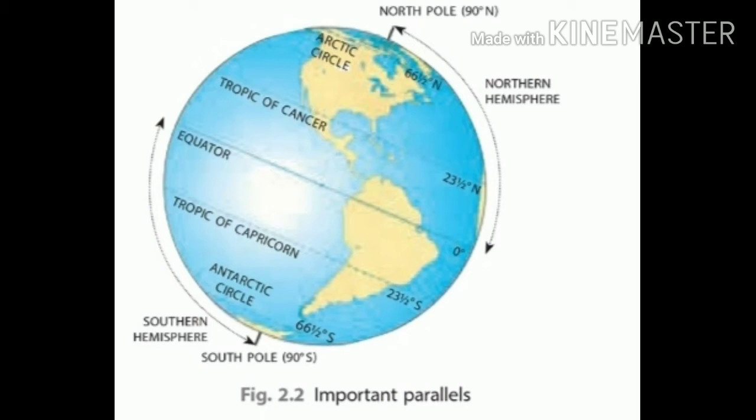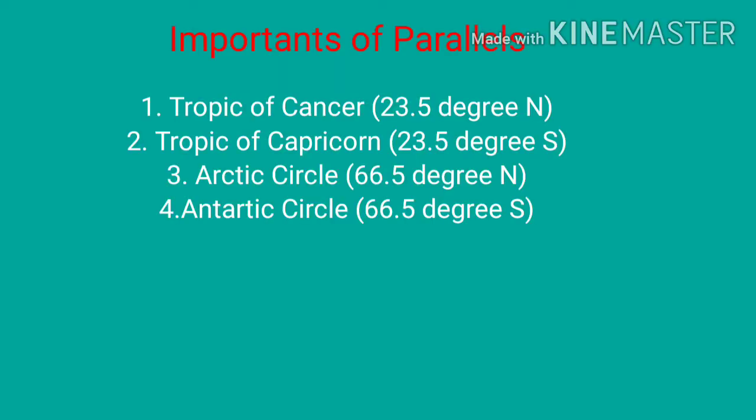The earth is divided into two halves. The upper half is the northern hemisphere and the lower half is called the southern hemisphere. Some important parallel lines on the earth: Tropic of Cancer, Tropic of Capricorn, Arctic Circle, Antarctic Circle.